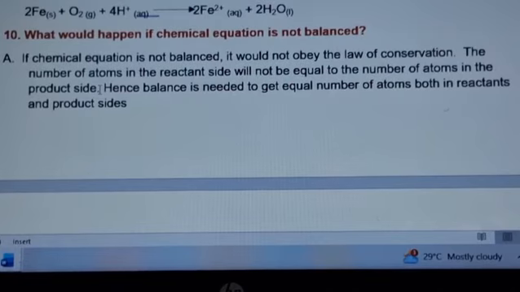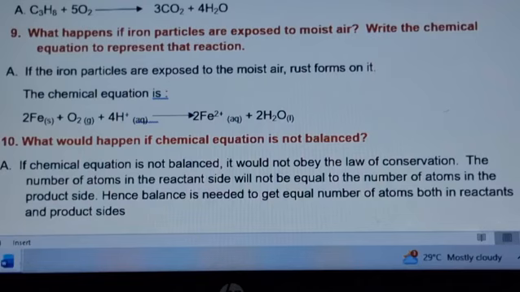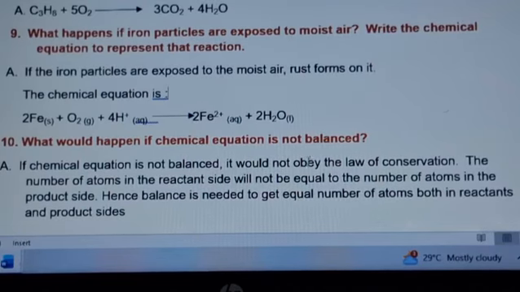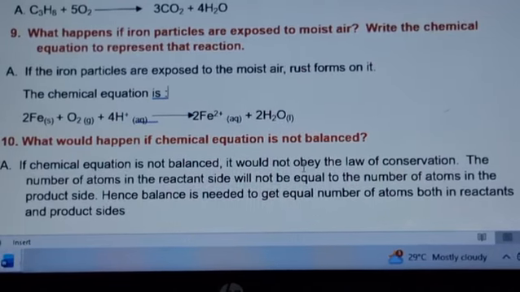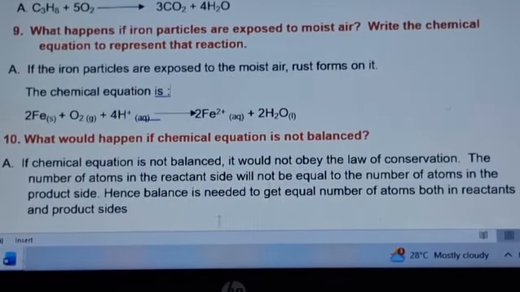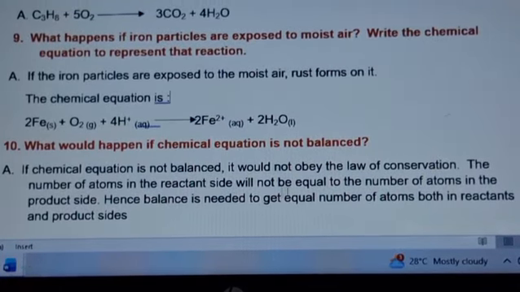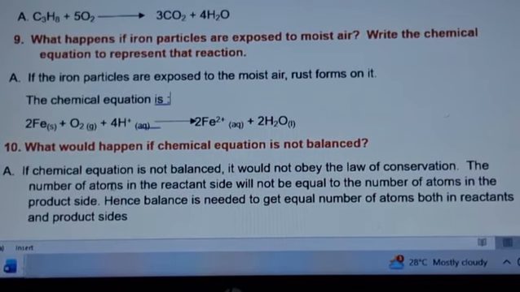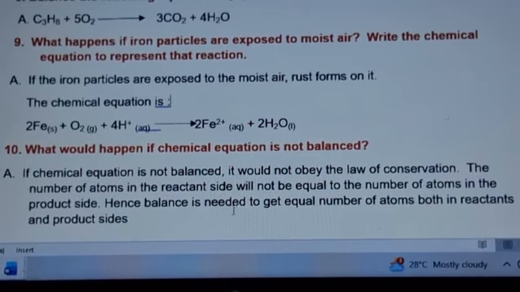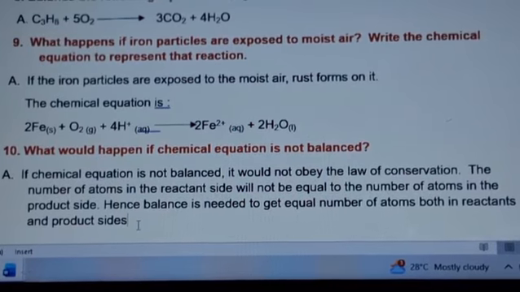When it is not obeying the law, see, here itself in this equation, when you see, left side elements, right side elements are not balancing. So they are not equal in nature. So if you want to make them equal, it is definitely you need to go for balancing the equation. So the number of atoms in the reactant side will not be equal to the number of atoms in the product side. Hence, balance is needed to get an equal number of atoms on both reactant and product sides.